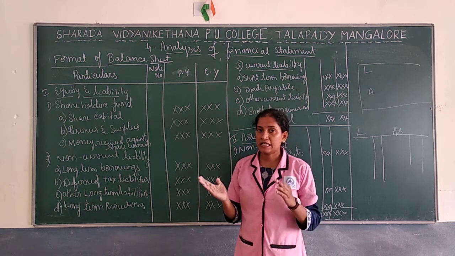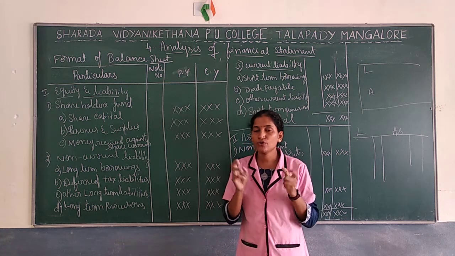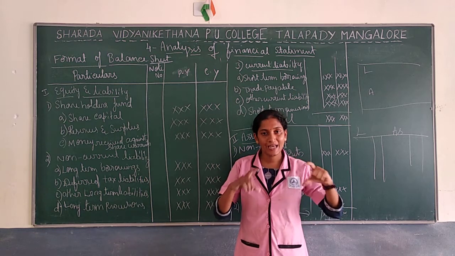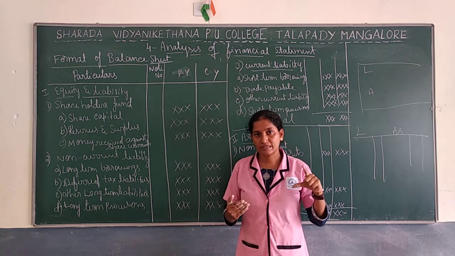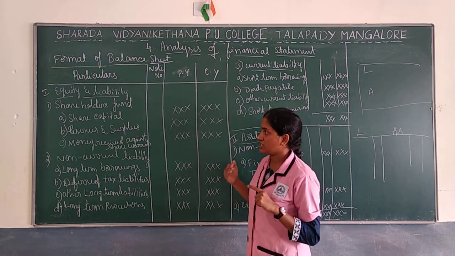So, firstly, it is categorized as asset as well as liability. We know that it is categorized as asset and liability balance sheet. But in the liability there is also a sub-classification, and in the assets also there is a sub-classification.